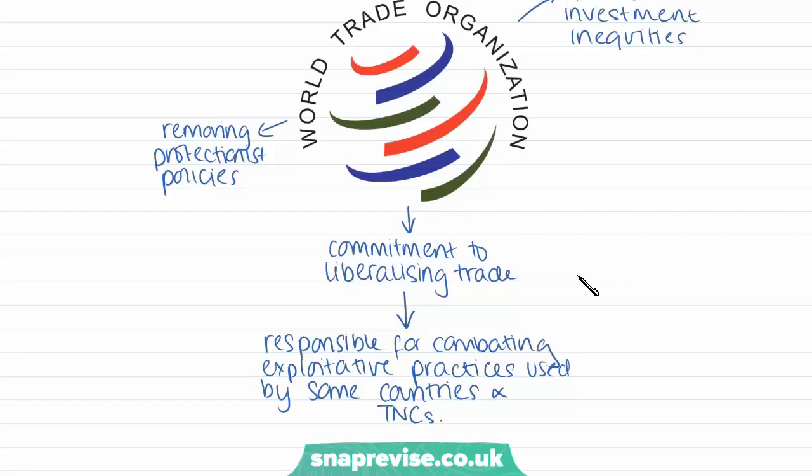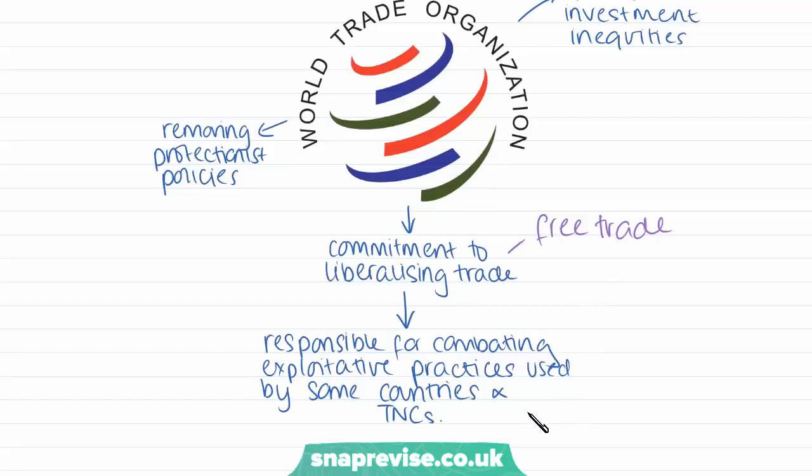in other ways. So the World Trade Organization's commitments are to liberalizing trade, which means making trade more free. And we learned about free trade in a previous video. And this is allowing all countries to trade with each other on a free basis. So to remove trade barriers and tariffs and so on, to make it easier for trade to occur.